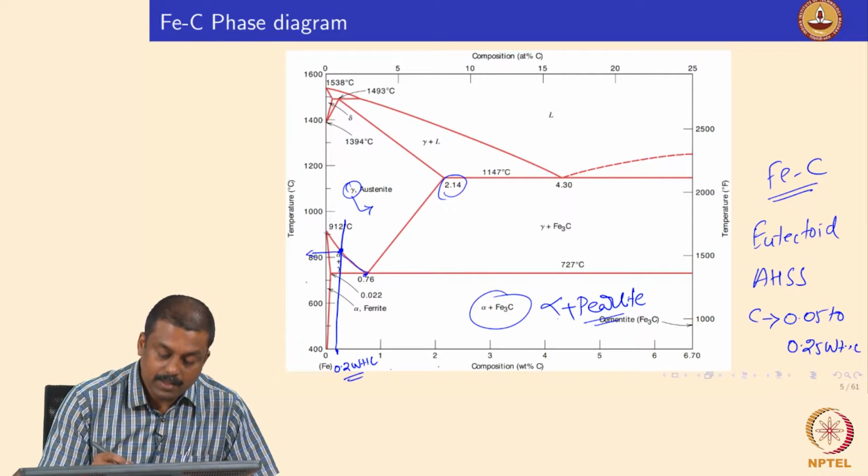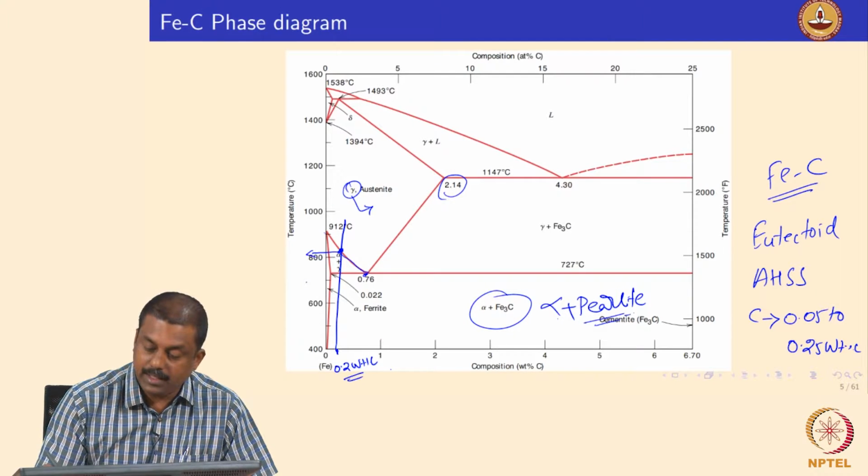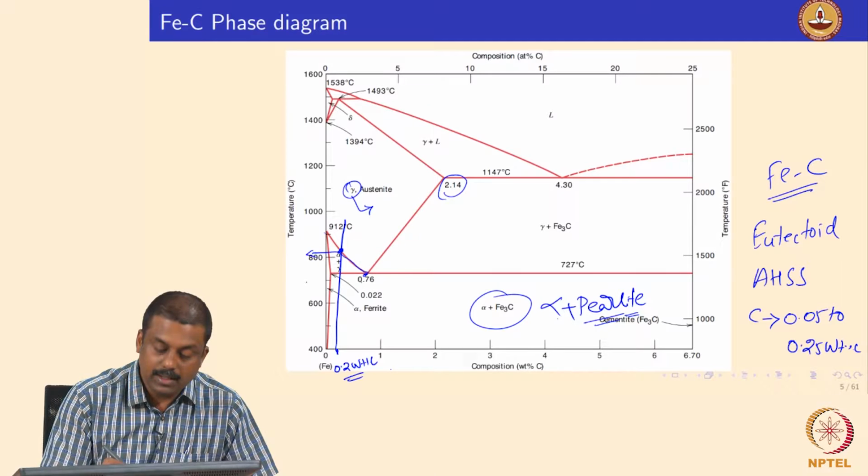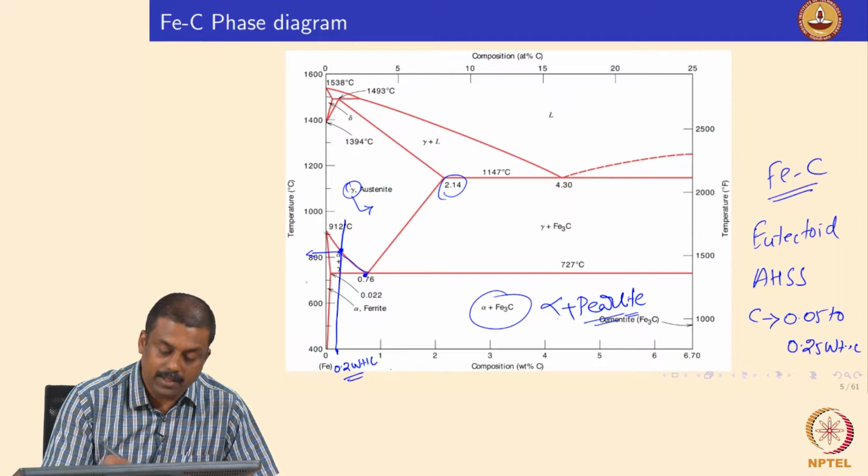Now, whatever ferrite formed before the pearlitic reaction is known as the pro-eutectoid ferrite, because it is forming before the eutectoid reaction. So that is known as pro-eutectoid ferrite.